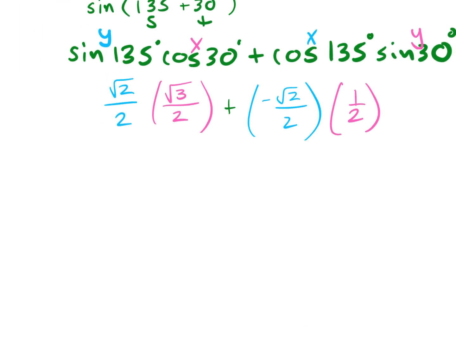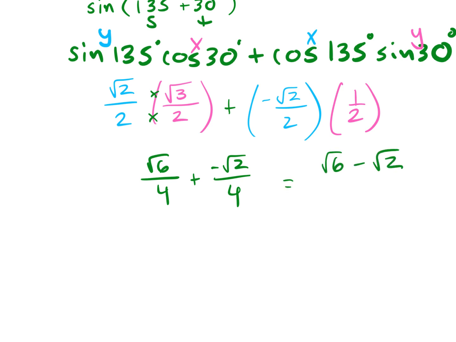So now we multiply and add them together. When we multiply straight across, what is square root 2 times square root 3? Square root 6. And 2 times 2 would be 4, plus negative square root 2 times 1 would be negative square root 2 over 2 times 2 would be 4. When we combine these together, we get square root 6 minus square root 2 over 4.